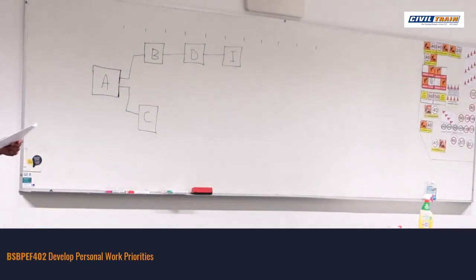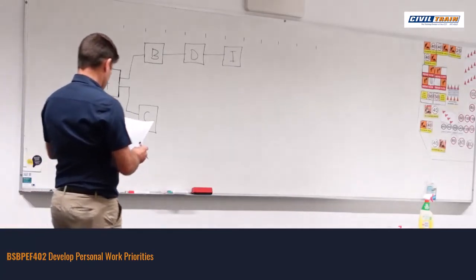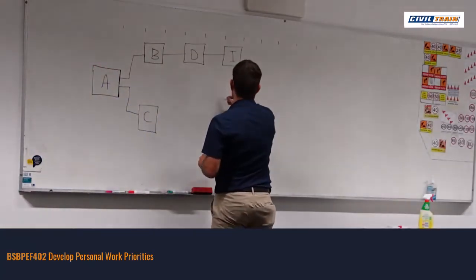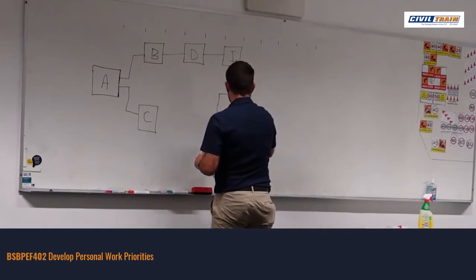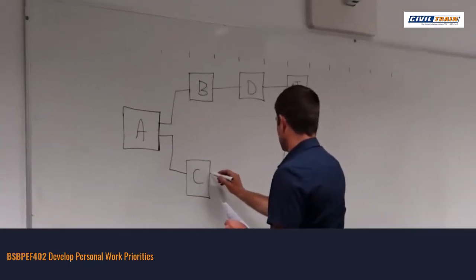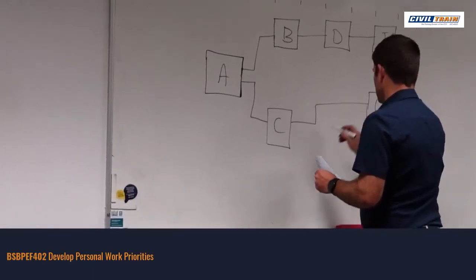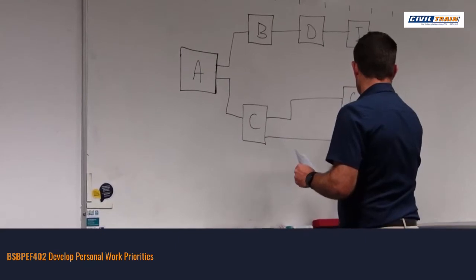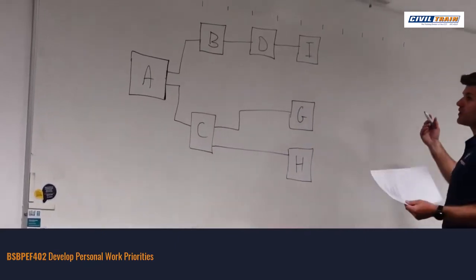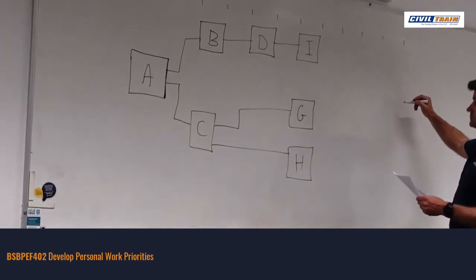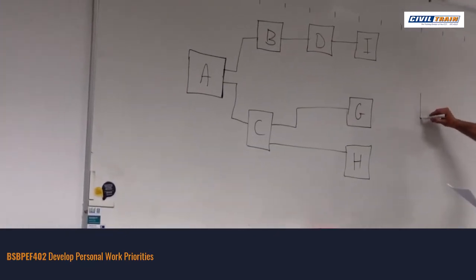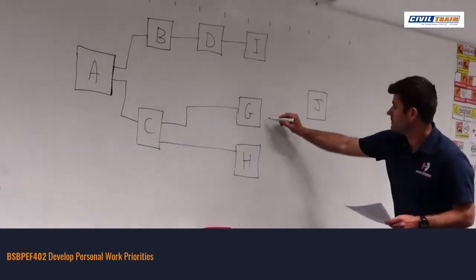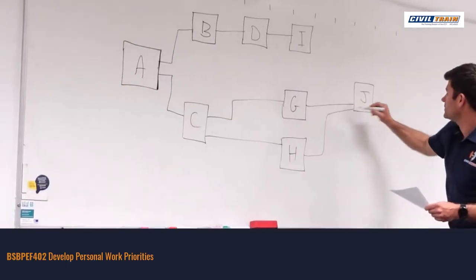Okay. I've also got G and H follow C and finish before J. So G and H. G and H. And finish before J. We know that we've already identified that J is the last activity. If it says it finishes before J, it's telling me that they go to J.